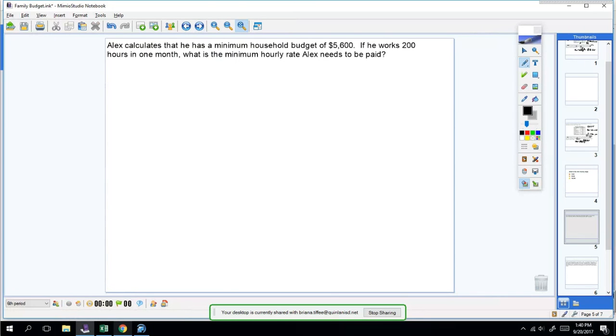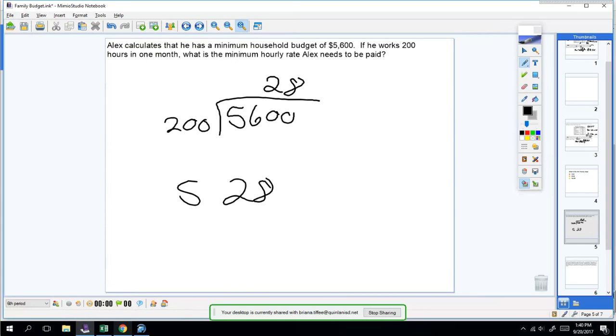It says Alex calculates that he has a minimum household budget of $5,600. If he works 200 hours in 1 month, what's his minimum hourly rate? Well, I know for a fact he needs to make $5,600 per month, and he works 200 hours per month. So you're going to divide your hours into how much he needs to make to figure out his hourly rate. So 200 goes into 5,600 exactly 28 times. So he needs to make $28 an hour to be able to cover his household budget of $5,600.